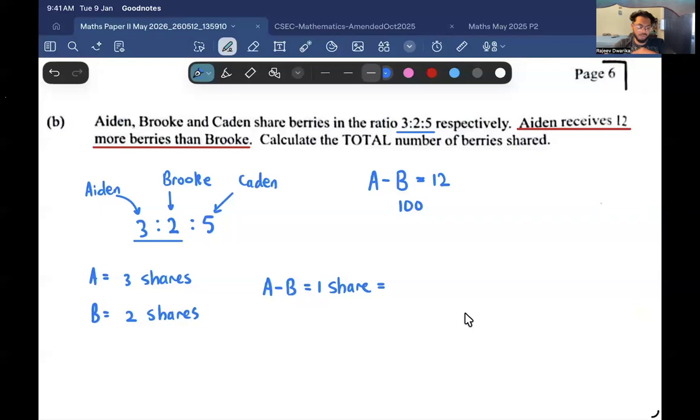You could figure that out. Read back the parts in red. That's the most important thing here. Read it back.